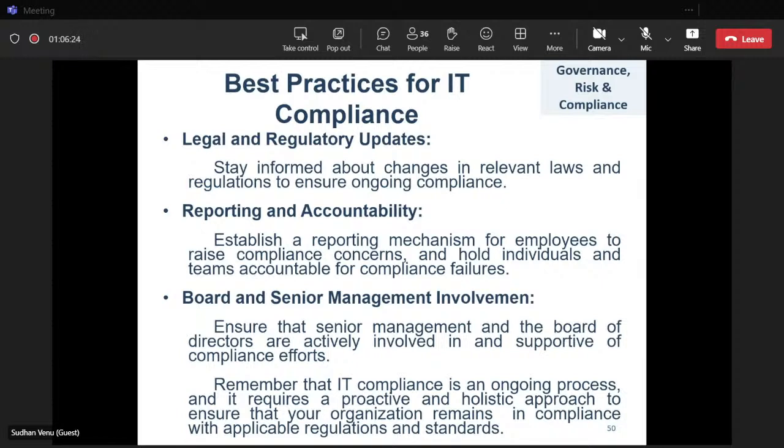So the board and senior management are involved in this process for the best practices we have covered, and they will review it. It is an ongoing process, and it requires a proactive and holistic approach from top level management to remain in compliance with applicable regulations and standards. And these are the best practices of IT compliance.